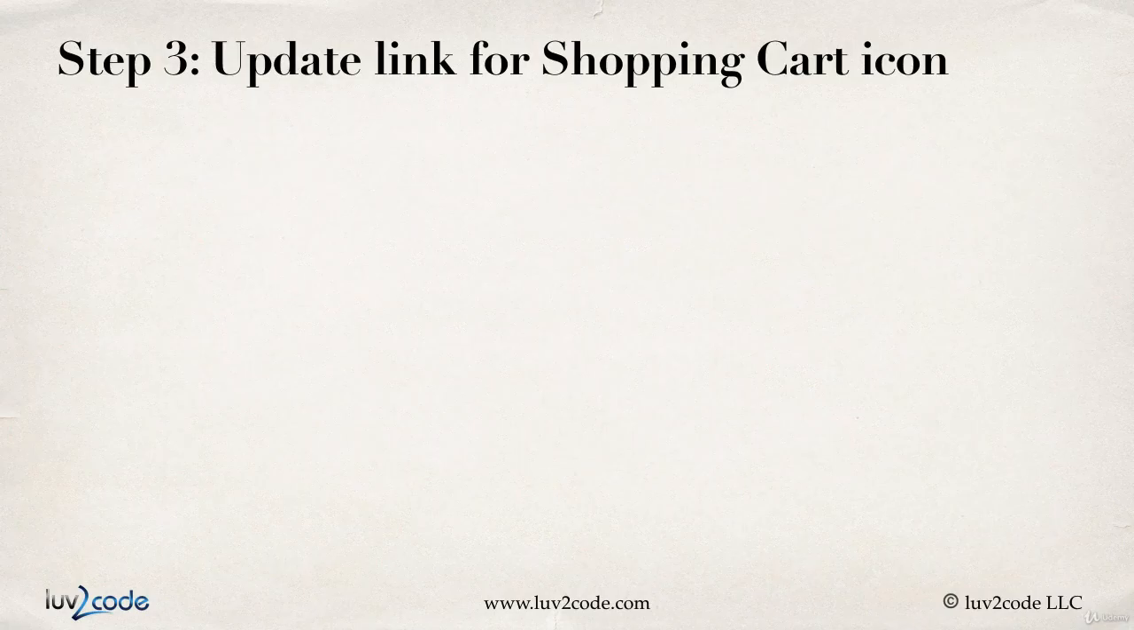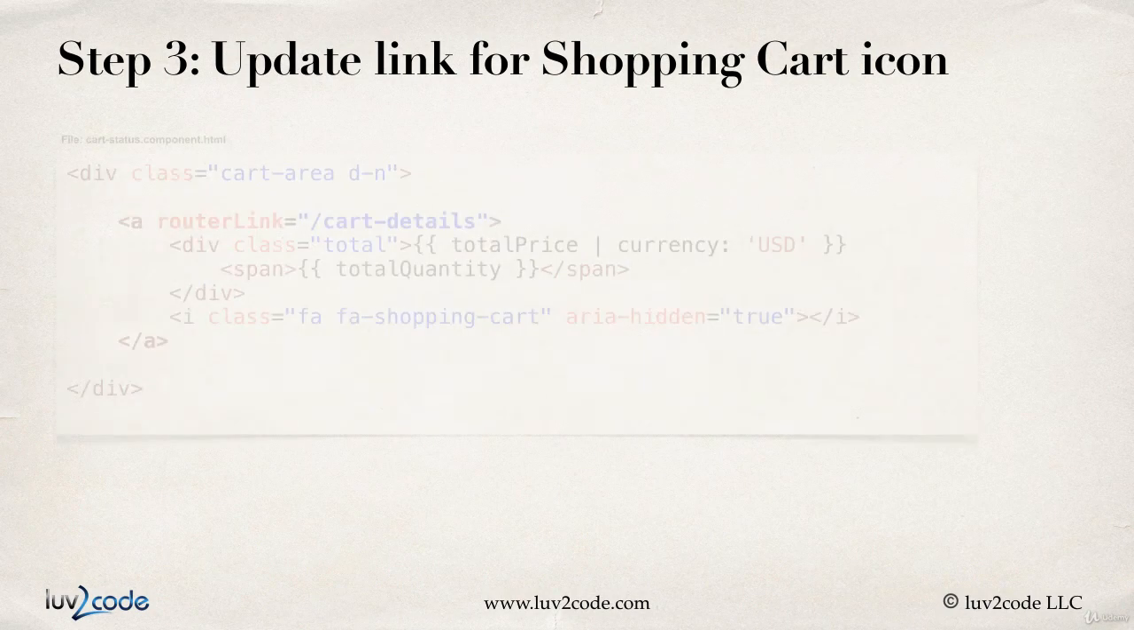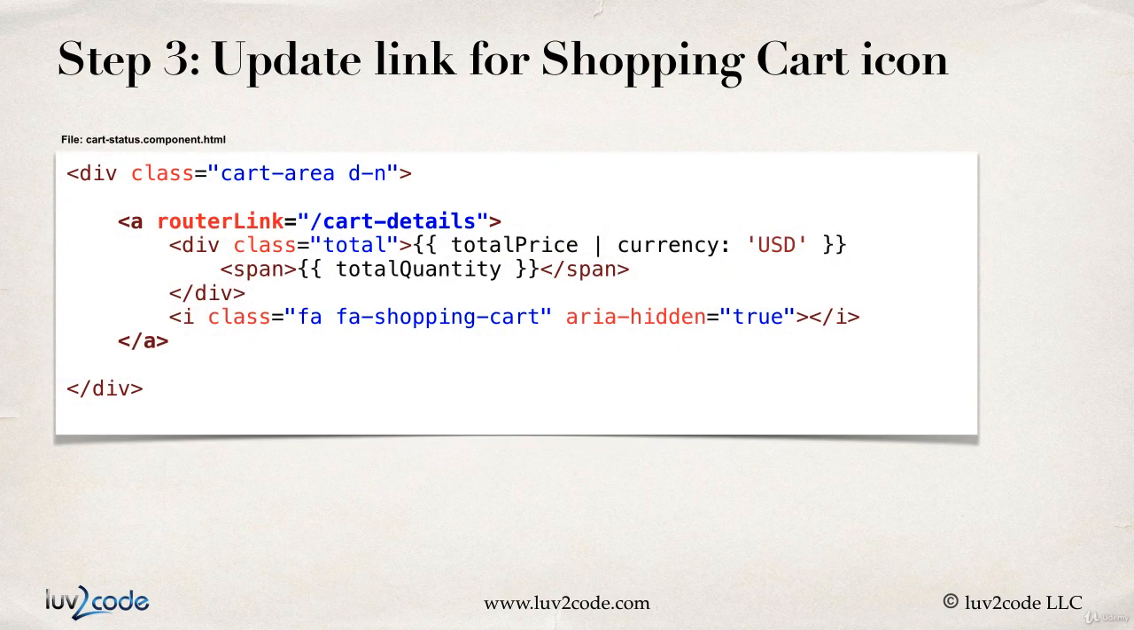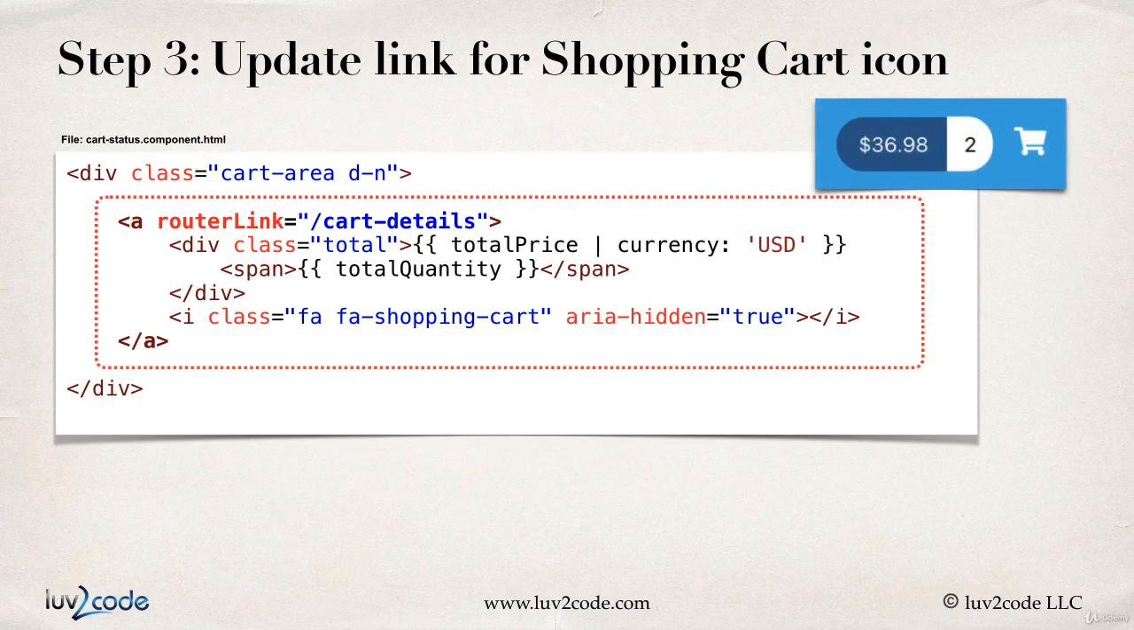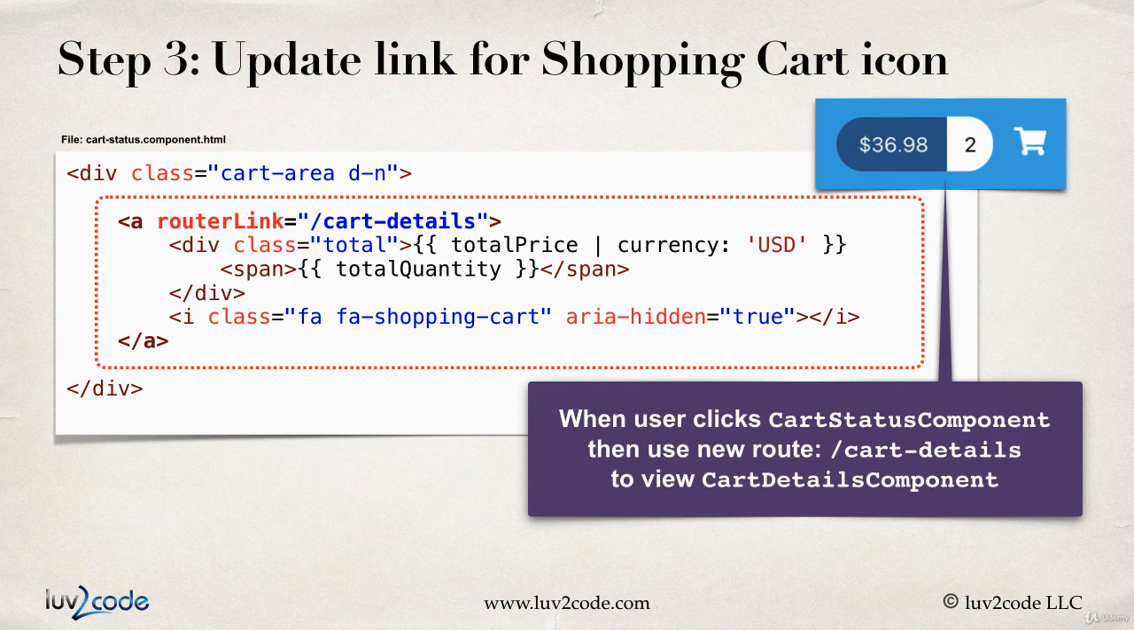Then in step three, we're going to update the link for the shopping cart icon. So this is our cart-status.component.html. So we'll make use of a routerLink for cart-details. So basically, when the user clicks the cart status component, then we're going to use the new route that we just created, cart-details, to view the cart details component.